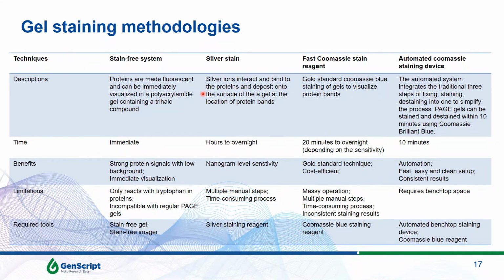In this section, I will talk about the comparisons among stain-free system, silver staining, fast Coomassie staining reagent, and automated Coomassie staining device from 5 aspects as well. I will briefly go over the technical description of each one very fast. In the stain-free system, proteins are made fluorescent and can be immediately visualized in a gel containing a trihalo compound.